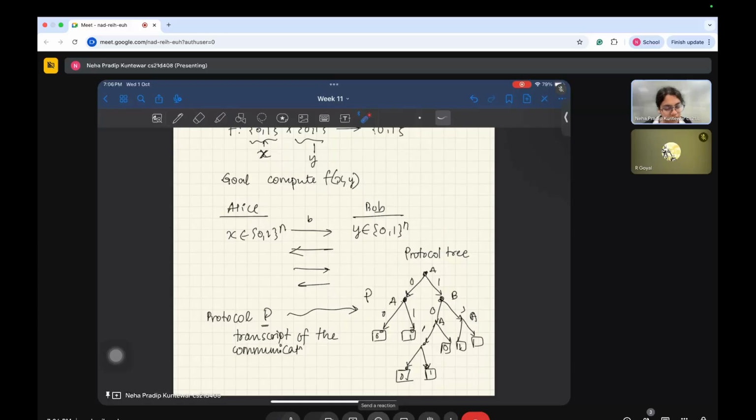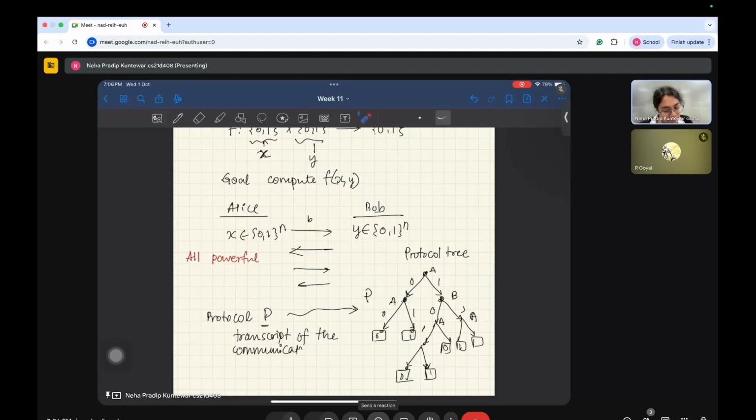And now we can talk about some parameters of how good a protocol is. In this case, we assume that Alice and Bob are all powerful. That is, they can do all sorts of computation at their end and will not charge for that time or any resource for that matter.